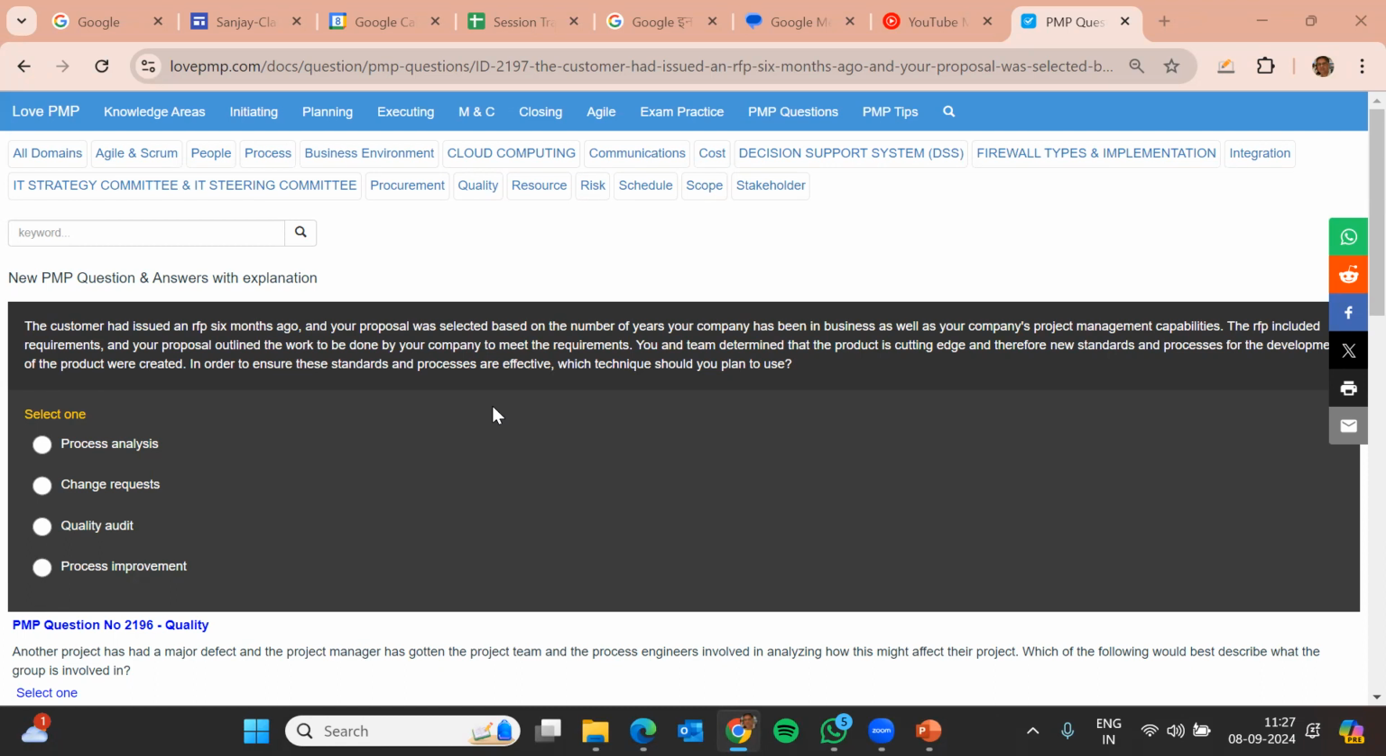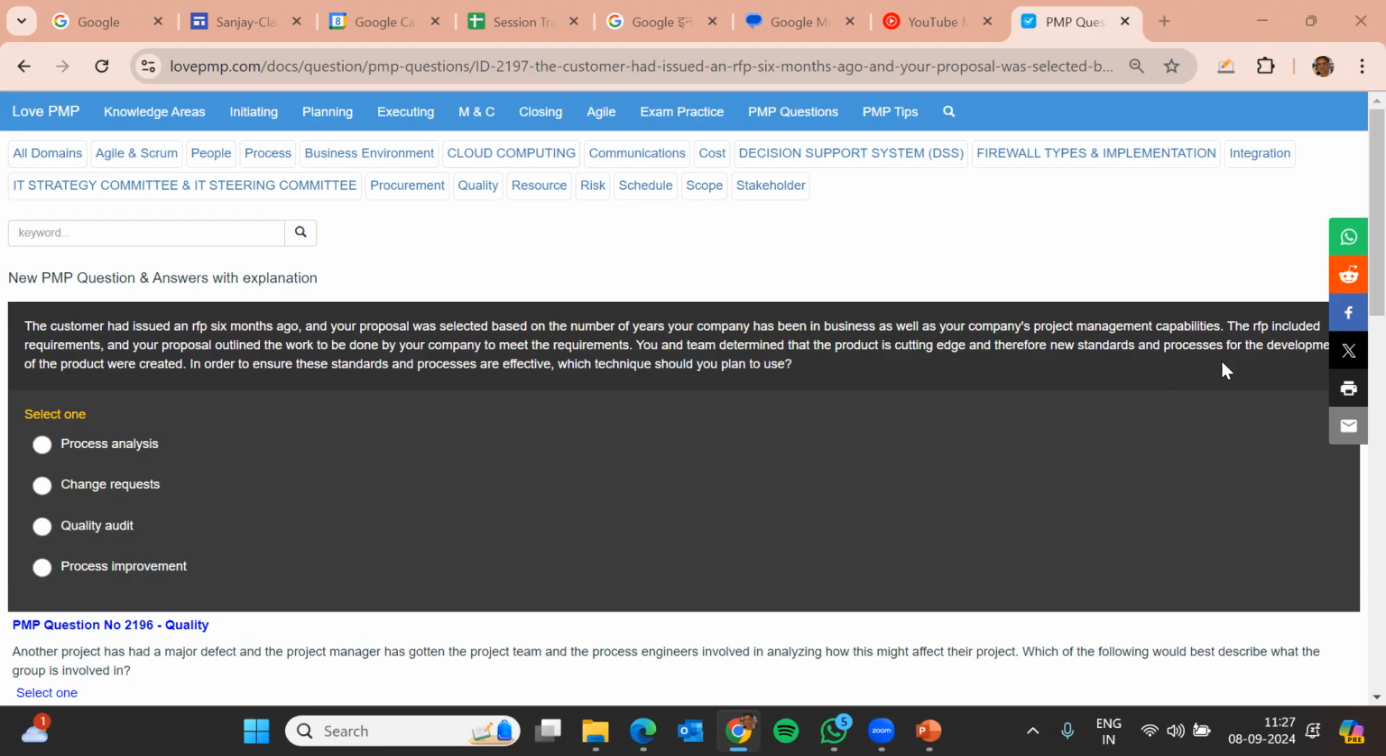Quality audit is indicating towards evaluating the existing processes. However, the question says that we need new standards and processes for the development. That could only be done during the improvement process, where we take a portion of the existing one and add a new one on top of that.